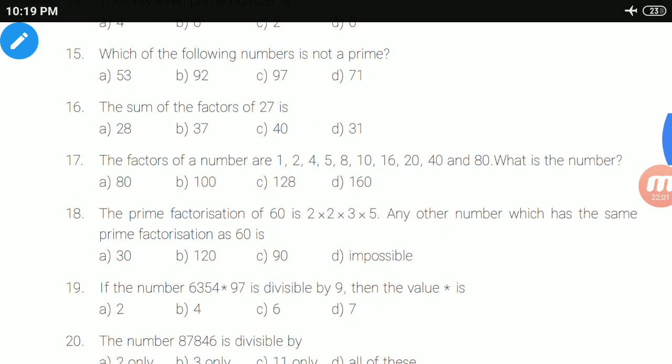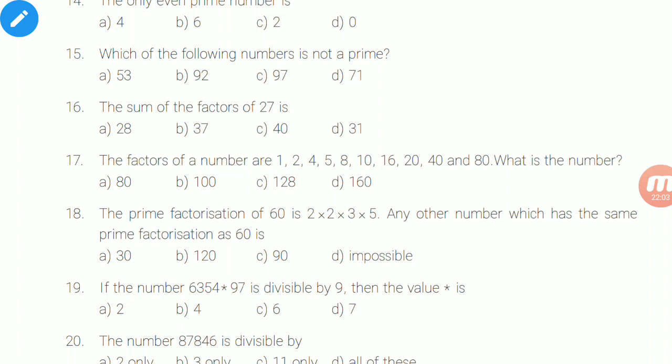The next one is, the prime factorization of 60 is 2 into 2 into 3 into 5. Is there any other number which has the same factorization as 60? It is never possible, it is not at all possible, because if we multiply all the factors, we will get 60. So it is impossible to get the same factor values.